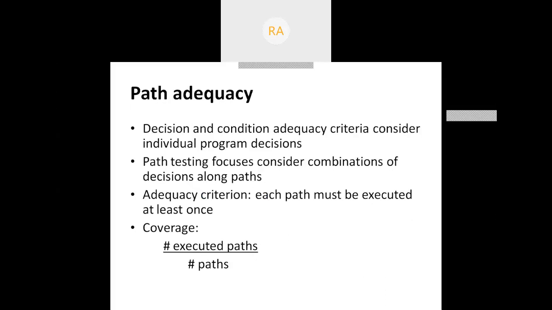Then I have one more terminology called path adequacy. What do you mean by path adequacy? I have already told you it is like a criteria. As you have the different criteria statement for each coverage technique, you also have a criteria for path testing. What is that adequacy criteria? The adequacy criteria for path testing is that each path in the source code must be executed at least once.